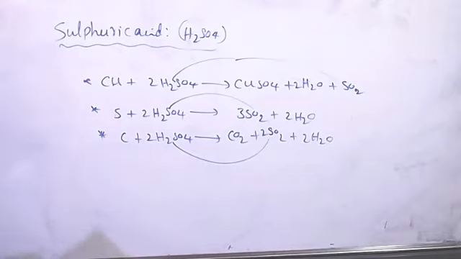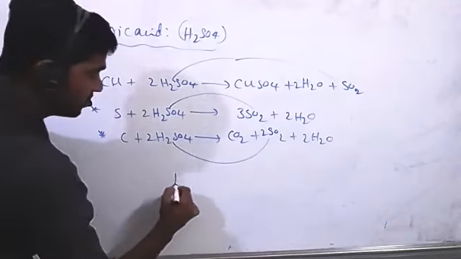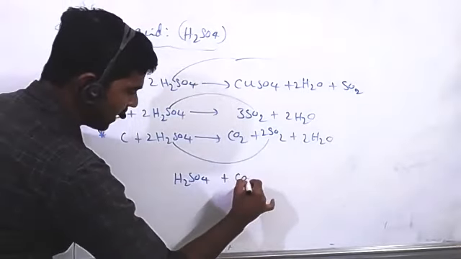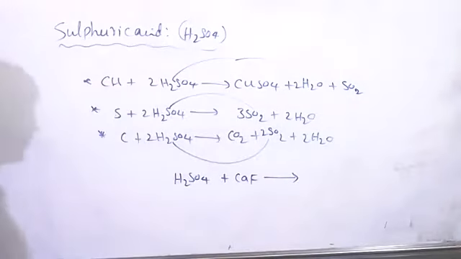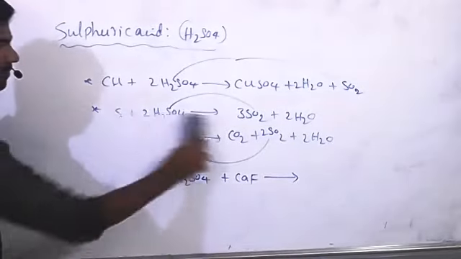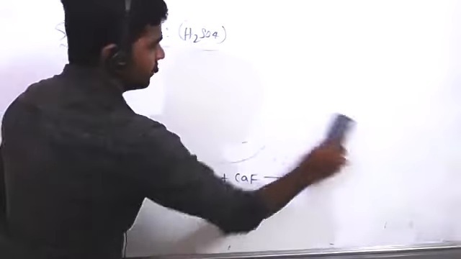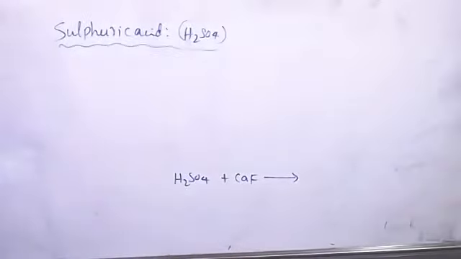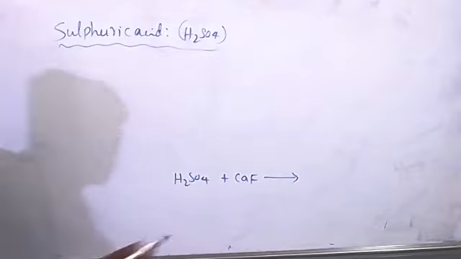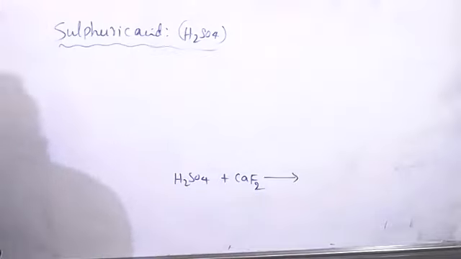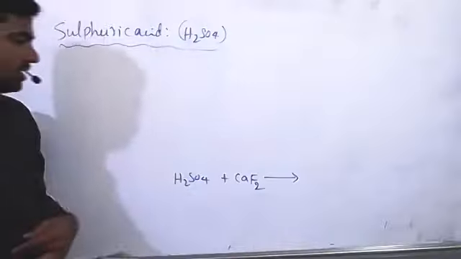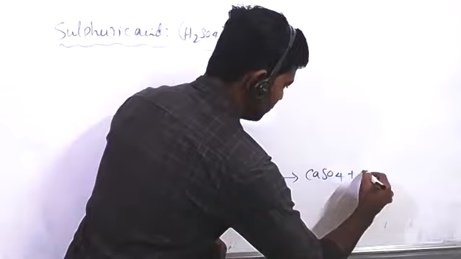Concentrated H2SO4 is added to calcium fluoride. So what is the answer here? H2SO4 reaction with CaF2. What is the product here? CaSO4, salt. Good. And 2HF, very good.